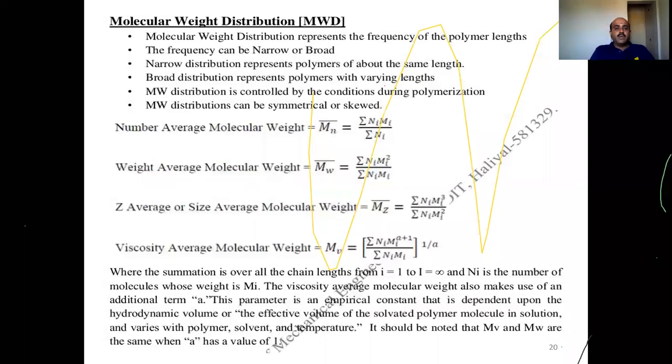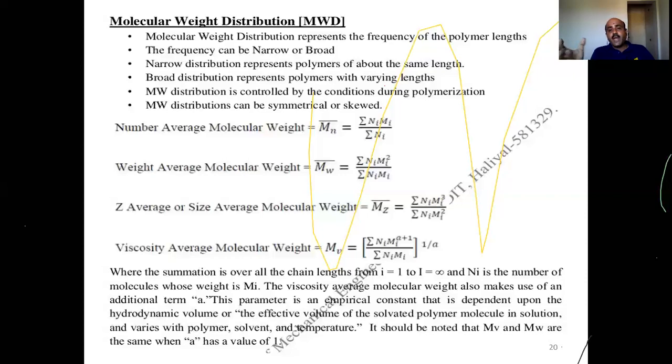This is a molecular weight distribution. In short, we call it MWD. What MWD actually represents is the frequency of polymer length. Means molecular weight distribution represents the frequency of polymer lengths. So what is the frequency? How many times the same length has been repeated? How many times there are different lengths out there? This is what the MWD or molecular weight distribution represents.